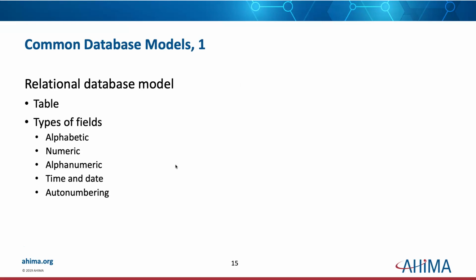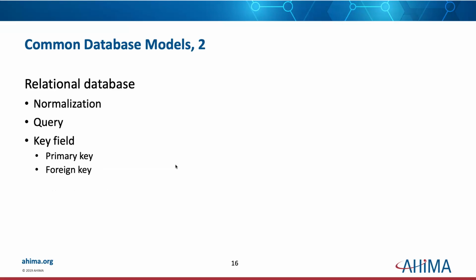Relational database model. Typically, there's a table and there's types of fields. And these are the types of fields that are in there: alphabetic, numeric, alphanumeric, time and date, and auto numbering. There is normalization, the ability to query, and then there are key fields. There's a primary key and a foreign key.